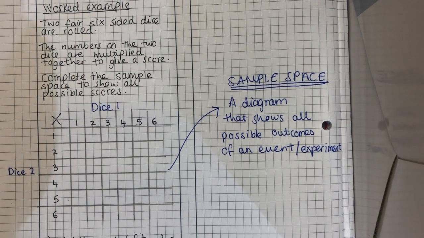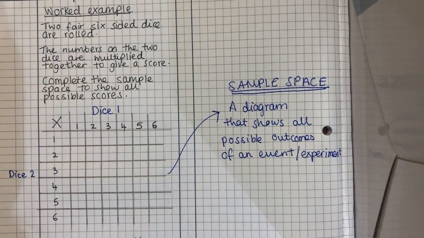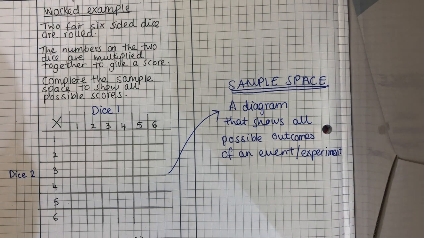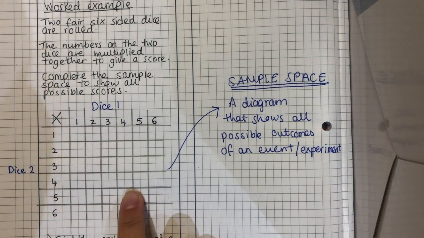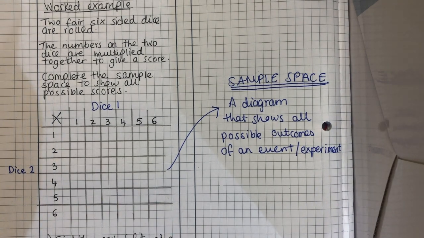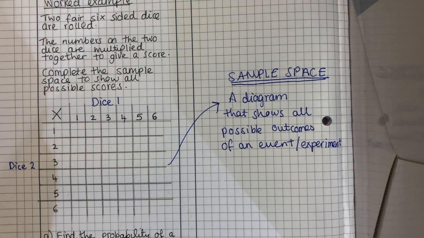Now in this particular example, our event is the rolling of 2 dice. And we're being told the numbers on the 2 dice are multiplied together to give a score. And it's asking you to complete the sample space to show all the possible scores. Now, if you have a look at this sample space, in some questions you will be given the sample space, in others you may be asked to draw one yourself.